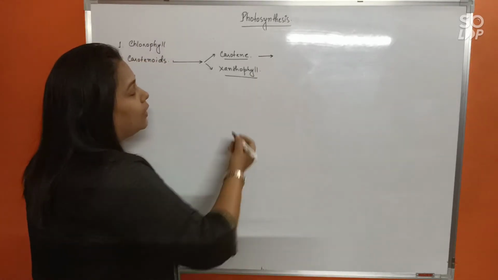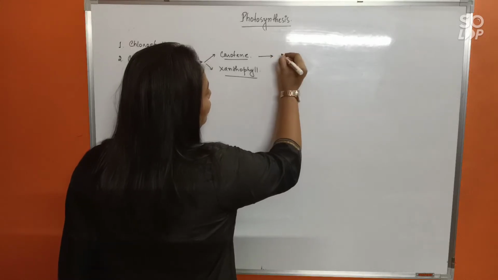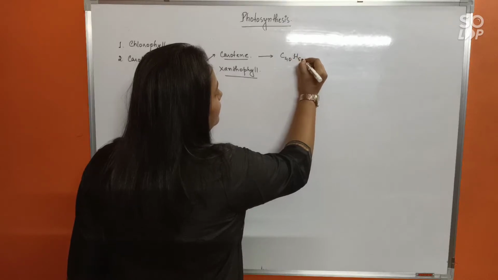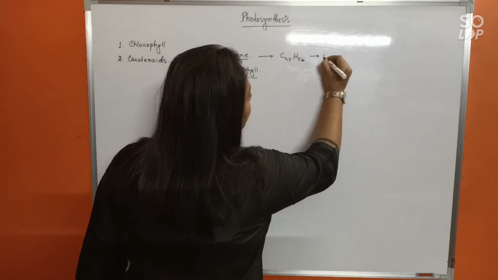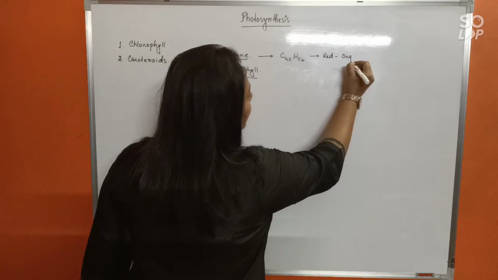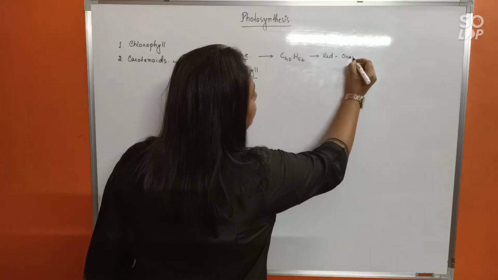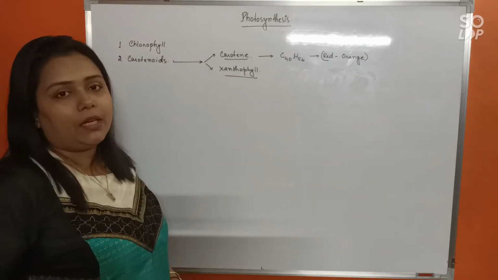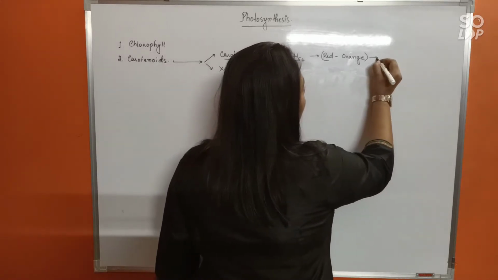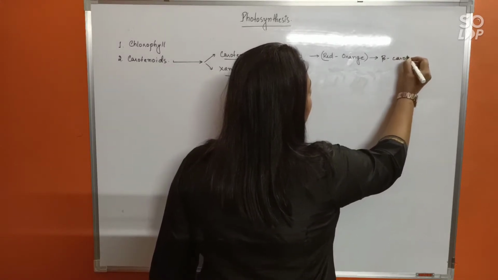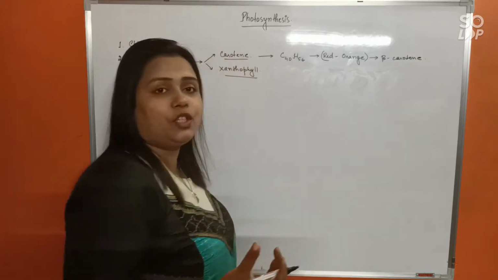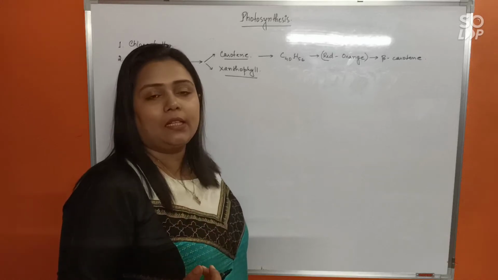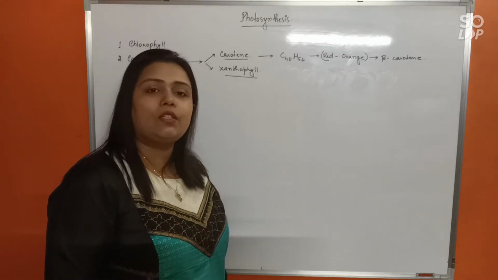Carotenes have the formula C40H56. They are mostly red to orange in color. The most abundant carotene pigment is beta carotene, which is found in abundance in the carrot. And beta carotene inside animal bodies is used to synthesize vitamin A.